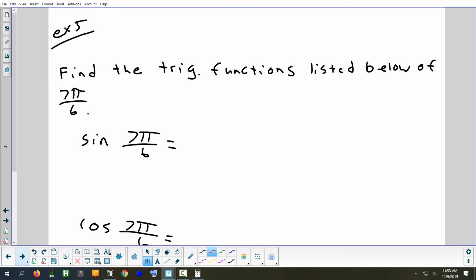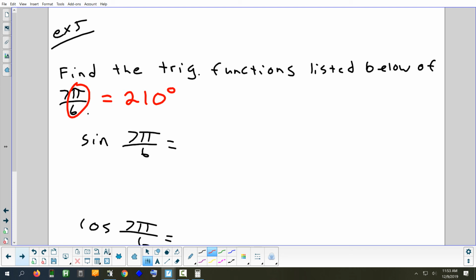Let's try this one. Now you can multiply by 180 and divide by pi, or anyone remember what pi over 6 is? Or pi is 180, so what's 180 divided by 6? 30. 30 times 7. It's 30 times 7. 210.